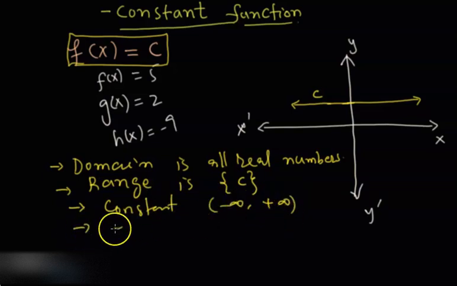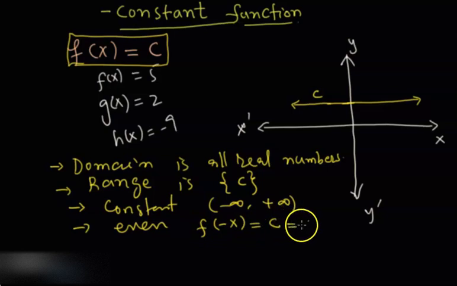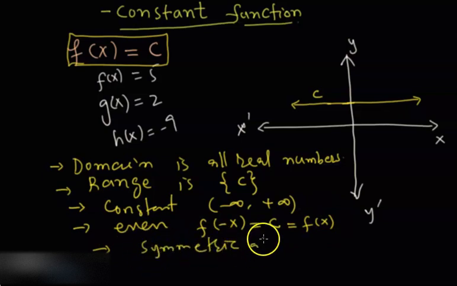And it is an even function. Why? Because if you give it minus x, again it is equal to c, so it is f of x. So it's an even function, and hence it is symmetric about the y-axis.